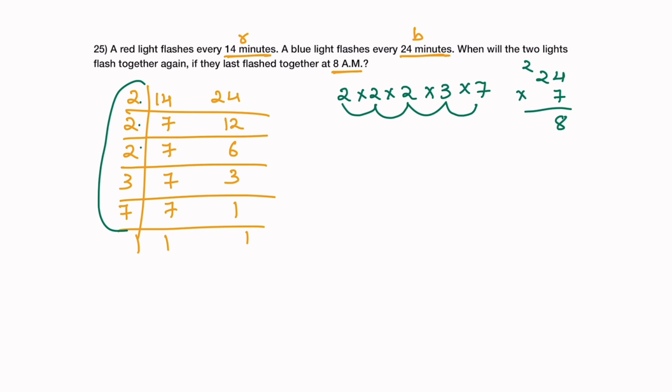2 times 7 is 14. 14 plus 2 is 16. So the answer is 168. And that's going to be minutes because that's what they have given here, right? This is minutes. Now, at 168 minutes they will flash together.